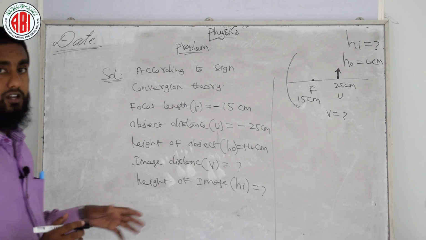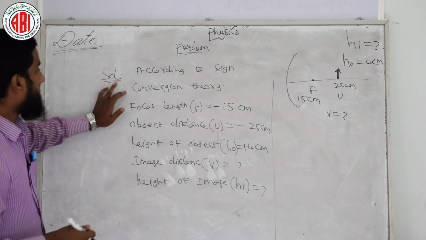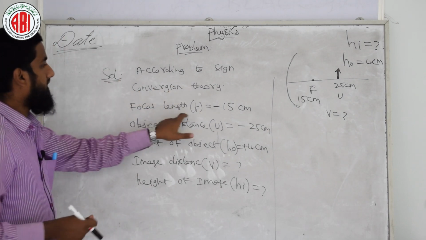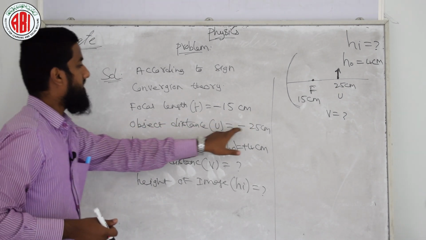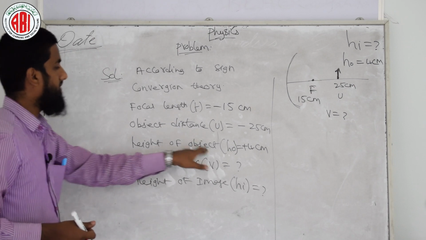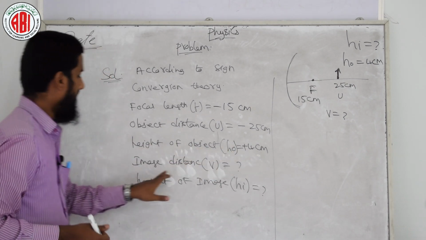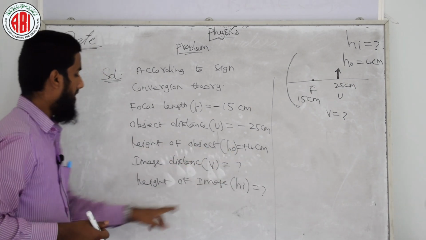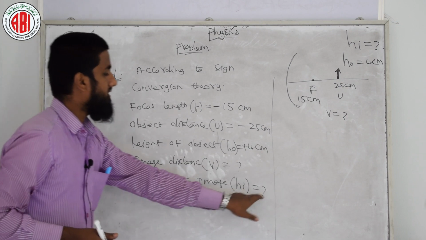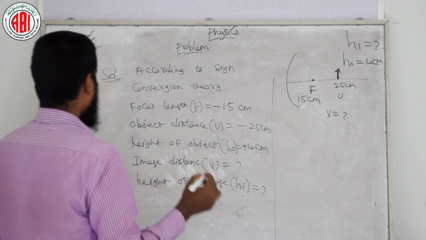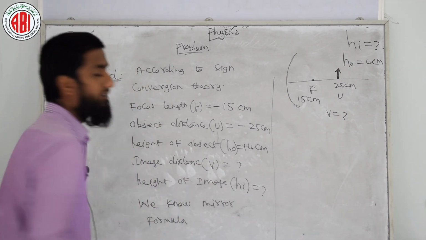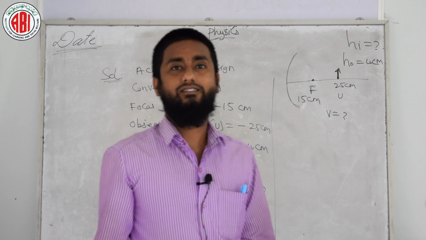Okay student, till now you can copy down this problem. According to the sign convention, focal length f is equal to minus 15 centimeter, object distance u is equal to minus 25, height of the object ho is equal to plus 4, image distance v is equal to how much, height of the image hi is equal to how much. Now, what do we know?